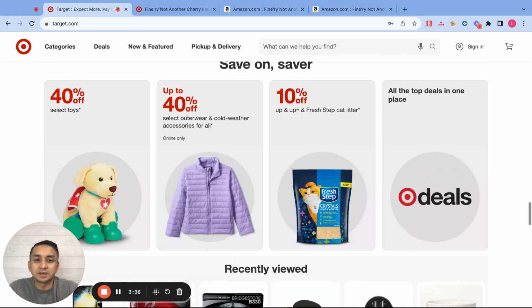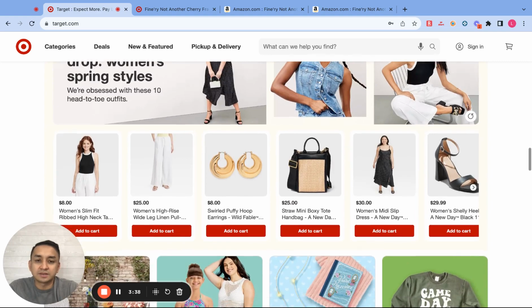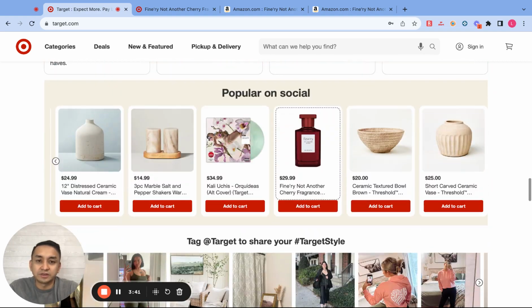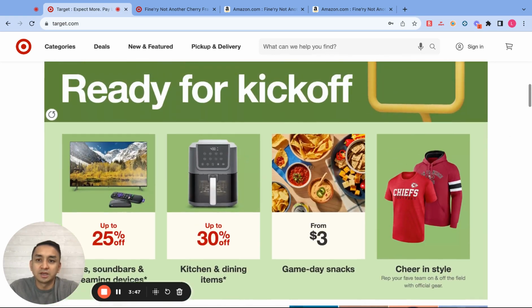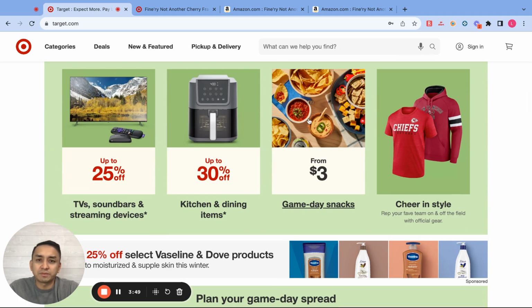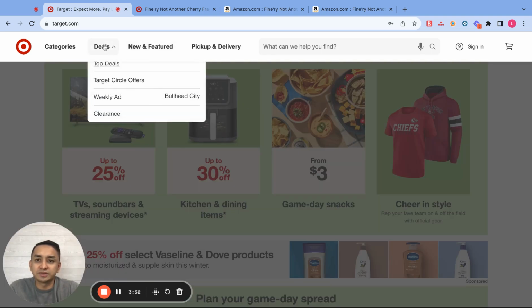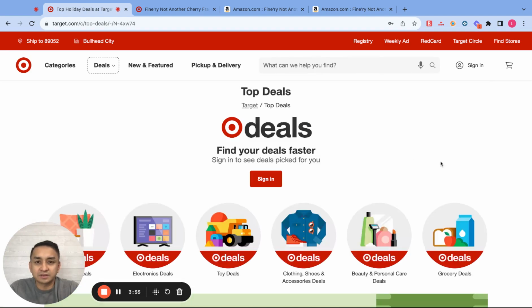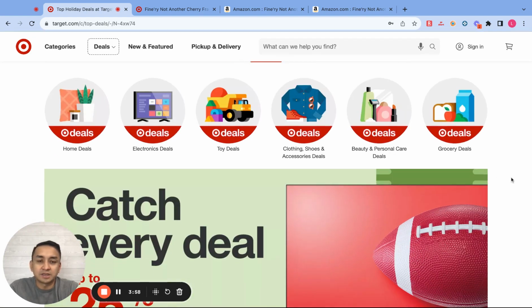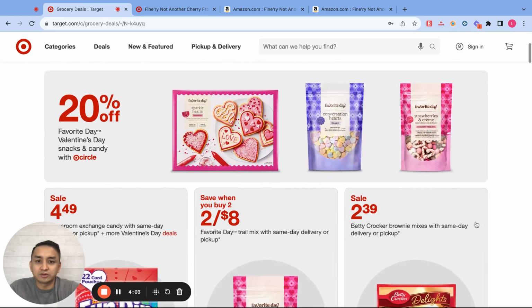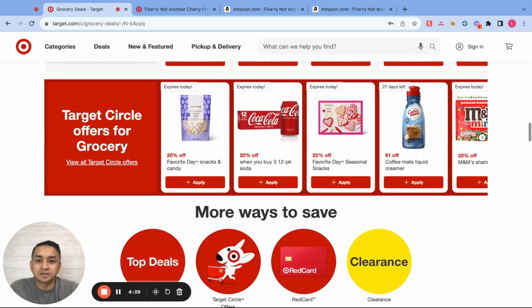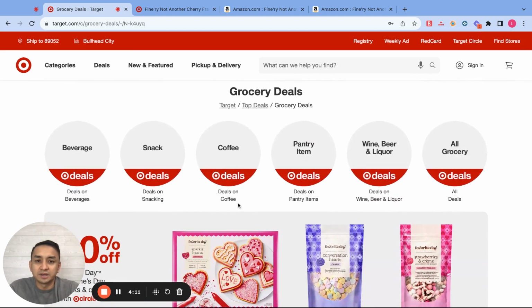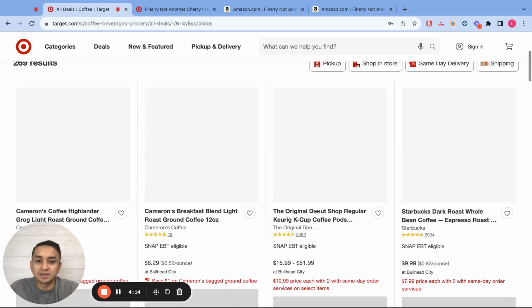Let's see. So these didn't really work out. So I would pick another category. So this one I would try here, or maybe under deals and then top deals, just because I like getting discounts, right? Let me do grocery, and then under grocery, let's try coffee, just because I've sold coffee in the past.